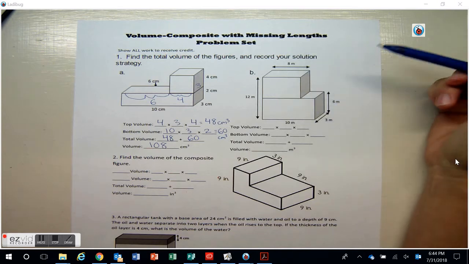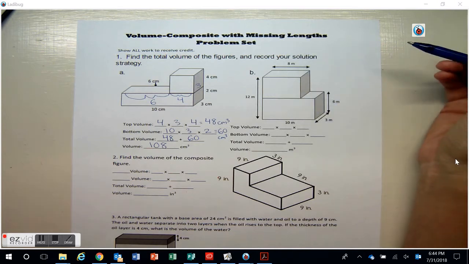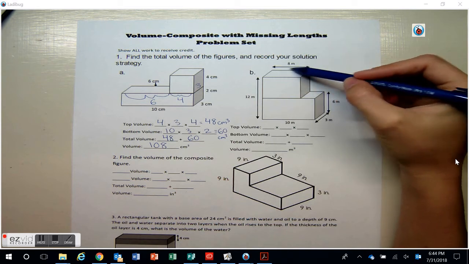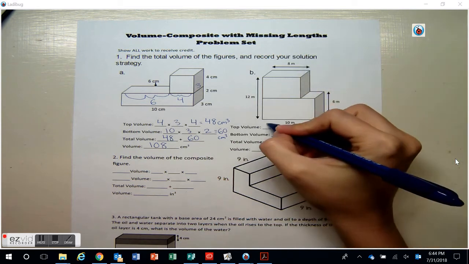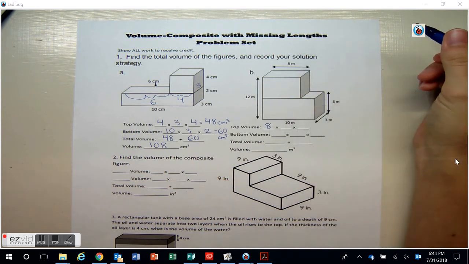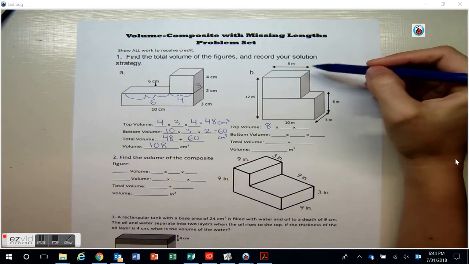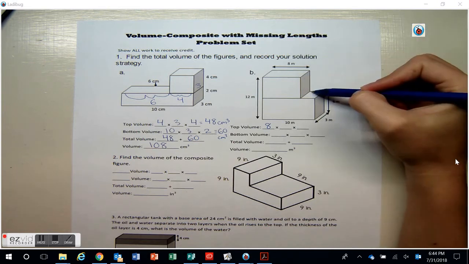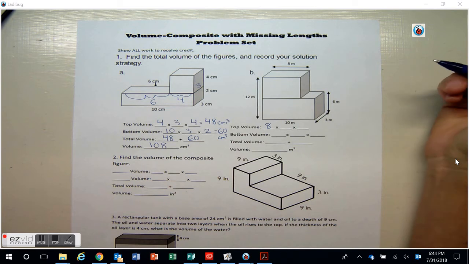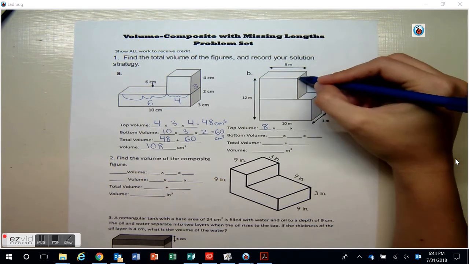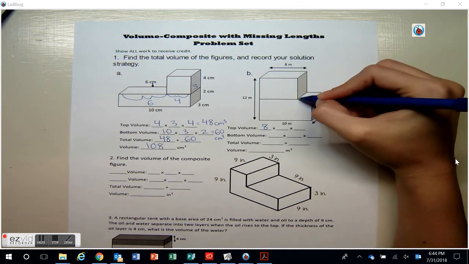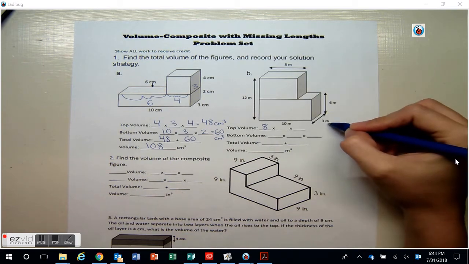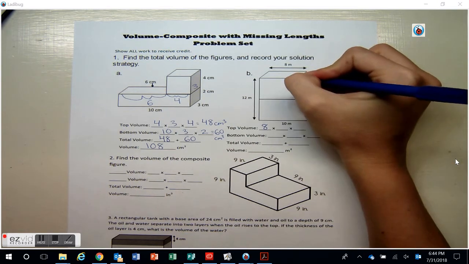For problem B of our problem set, I have a top volume and a bottom volume. It's already split up for me. And I'm going to try to find some things. Here I have my length for my top volume of 8 meters. I need my width and I need my height. Again, this lines up. I don't see that the lines are not lined up. So since this lines up to this line, which lines up to this line, which lines up to this line, I know my width is 3 meters.